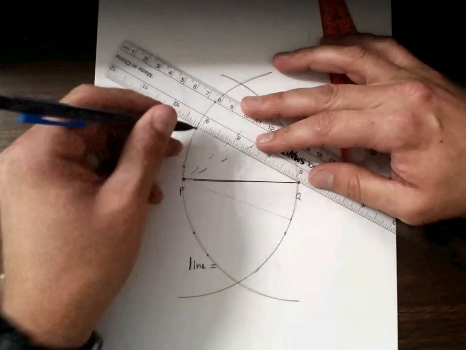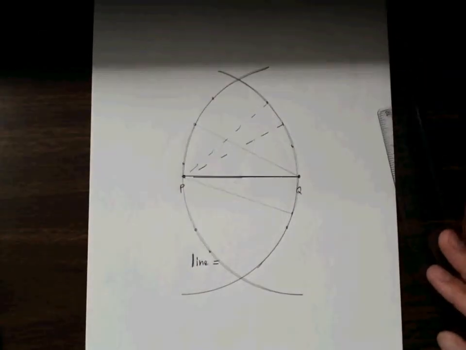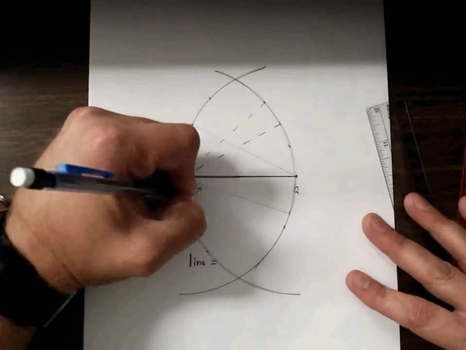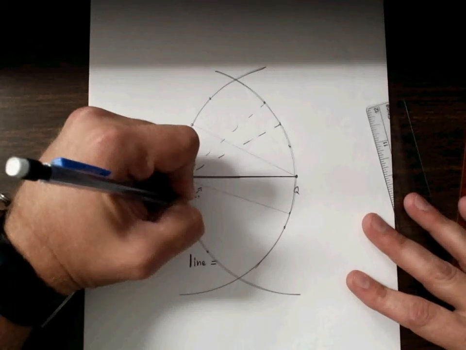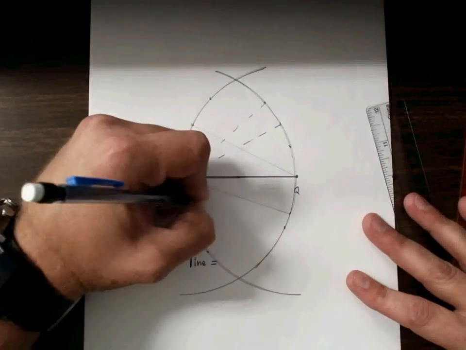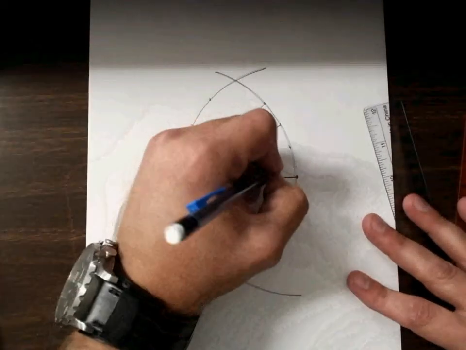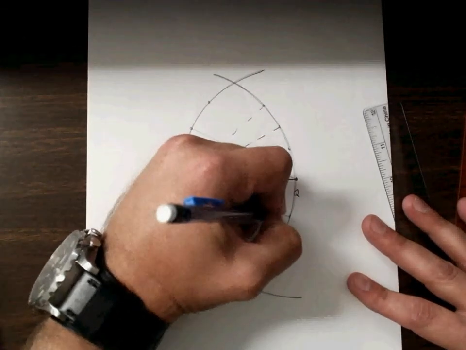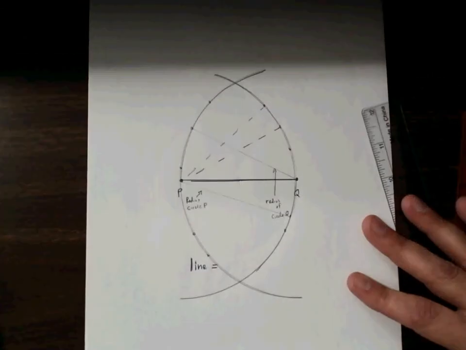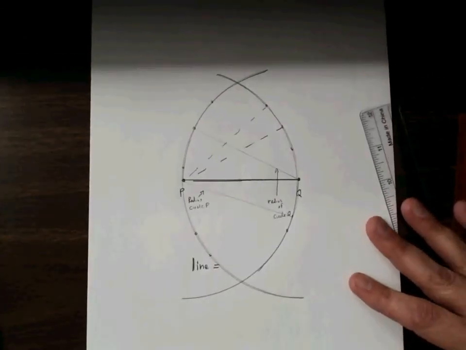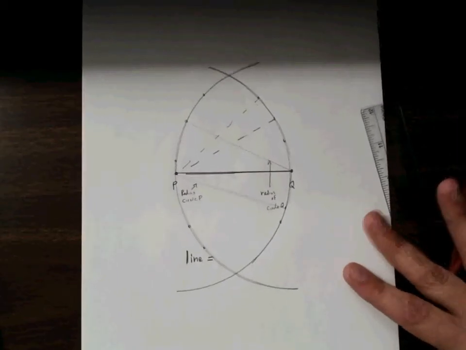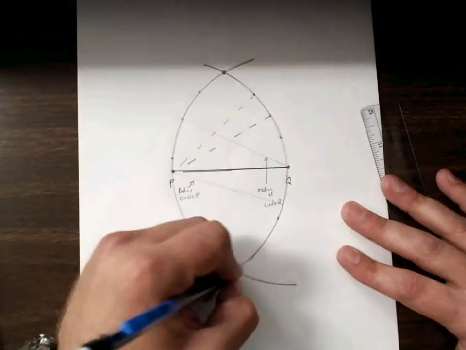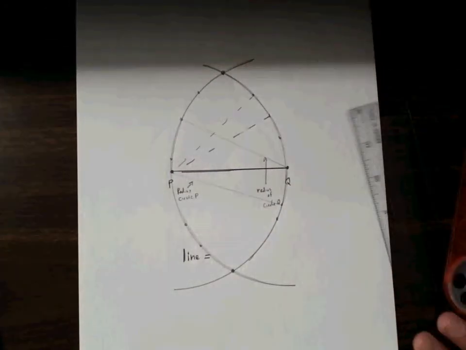What about that one? What is that one? Radius. So this one is the radius of circle P. This one is the radius of circle Q. And where can I find some points that are the same distance away from P as they are Q? Where they intersect. Right there and right there.